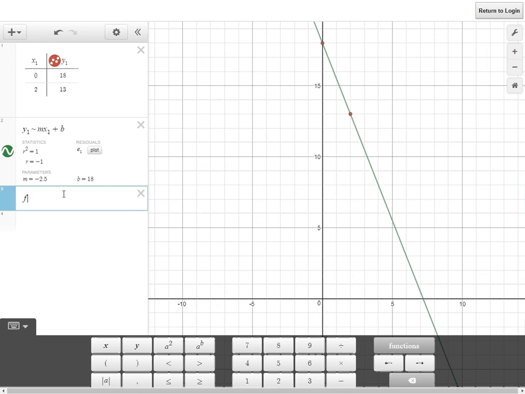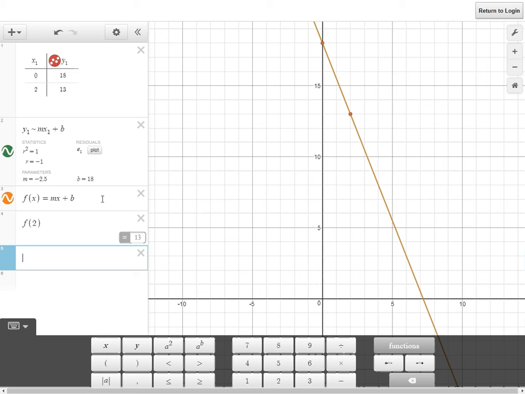Now that we know what m and b are, look what we could do. We could make a function. f of x equals mx plus b. And look what it does. It gives us that line, but now it's a function. So if I want to plug in any values I want to, I can say f of 1, and it tells me it's 15.5, right? I could pick f of 2, and it tells me it's 13, right? So I can plug in any values I want on that.